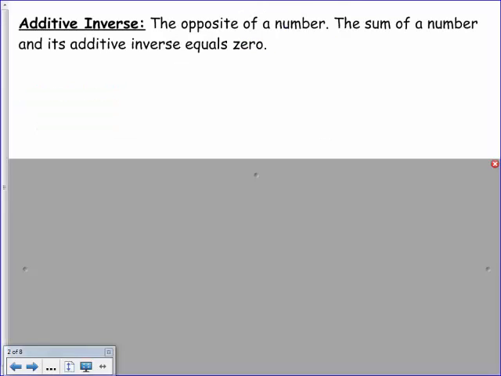So we have things called additive inverses. It's basically the opposite of a number, where the sum of a number and its additive inverse equals 0. So if I said 2, what's its additive inverse? Well, -2, because if I add those two together, I get 0. So if I say, what's the additive inverse of -34? Well, its additive inverse is +34. It's just the opposite. They should add up to 0.